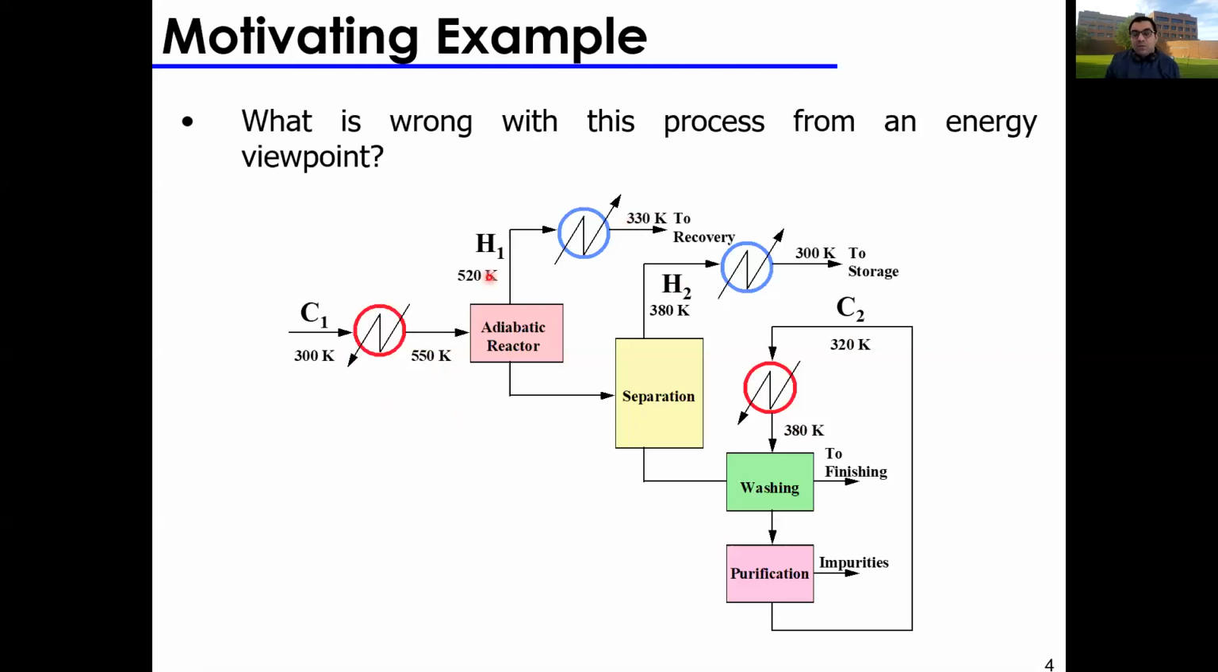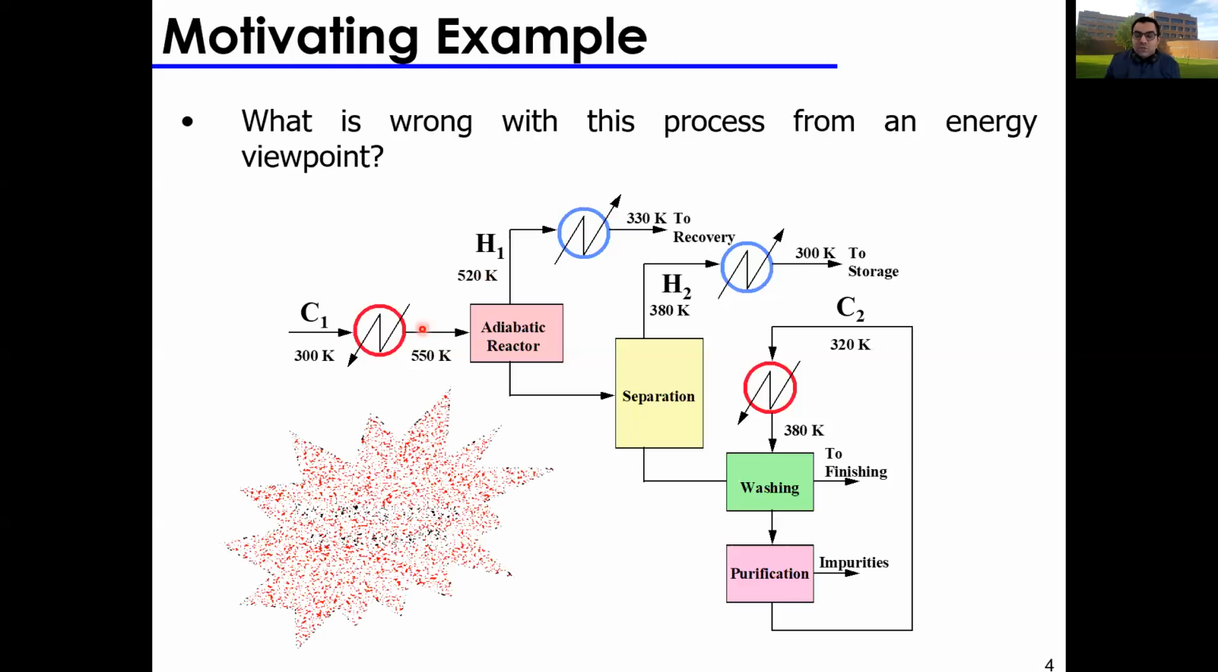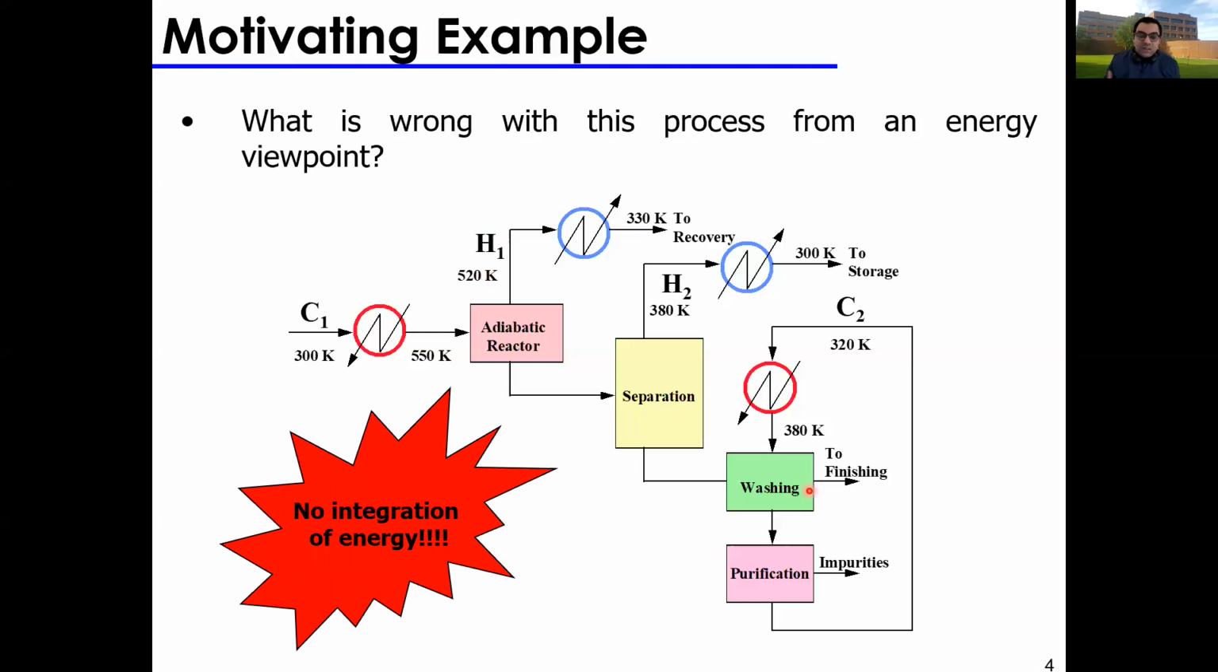So, this stream needs to lose 200 Kelvin and this stream needs to gain 200 Kelvin. Is there a way for me to transfer the energy I need to remove from this stream and use it to heat up this stream? Why hasn't this been implemented? So there is no integration of energy. So this type of design does not have any energy integration, and it's a suboptimal design. So you need to be aware of this.